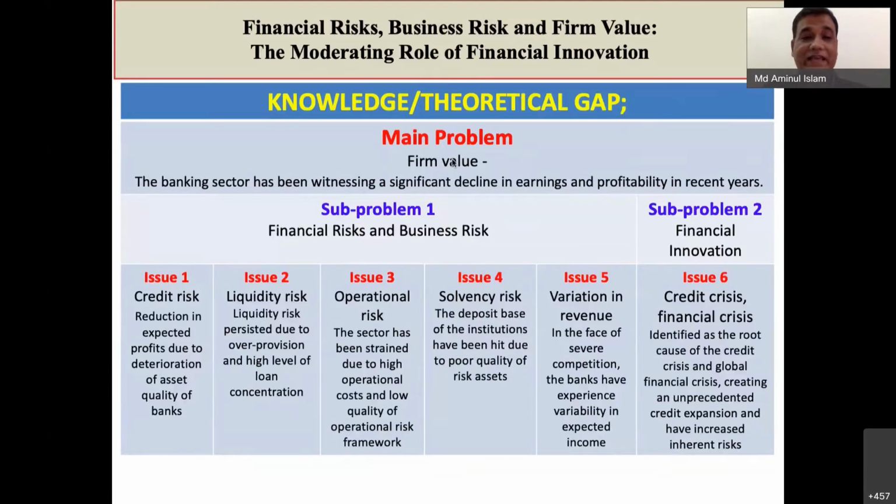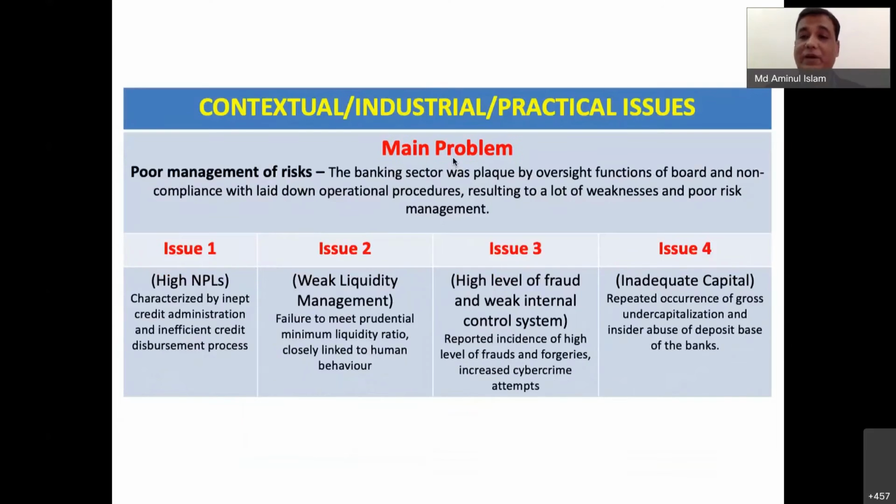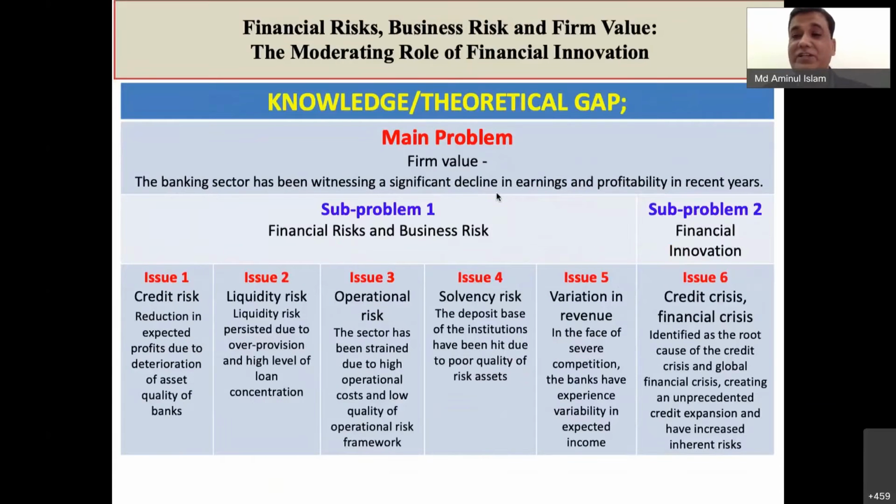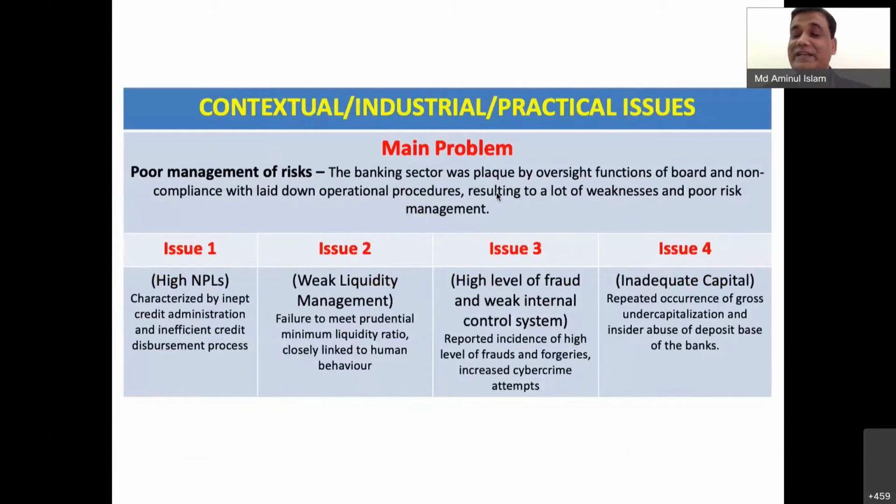Okay, and then he does have practical issues: high non-performing loans, weak liquidity, high level of fraud, and so on. So he has academic issues here, and then he continues with evidence from the industry. That makes it a research gap, and that's what I said. You have a literature gap and you have an industrial gap. Coming together makes it a research gap, a research problem with issues. All right.